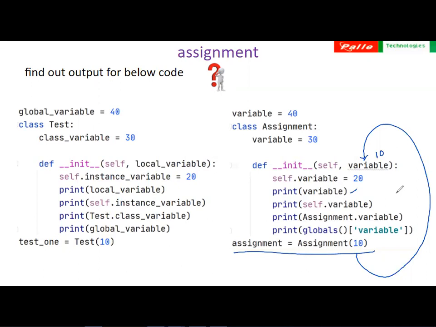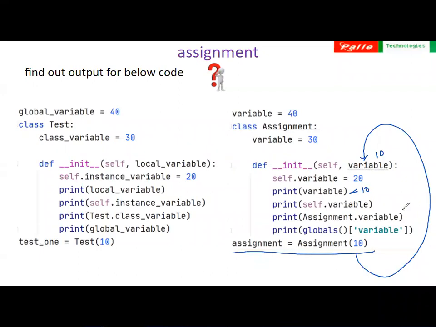If I'm not using self, and I'm not using the class name, that means it is definitely a local variable or global variable, correct? So first of all it will try to search locally. Do we have any variable called variable? Definitely yes, we have. So it will print 10. That is correct.